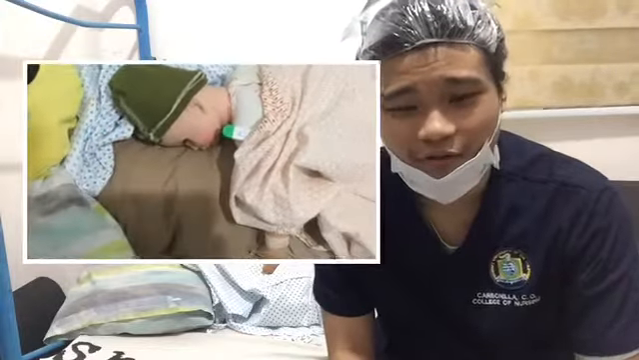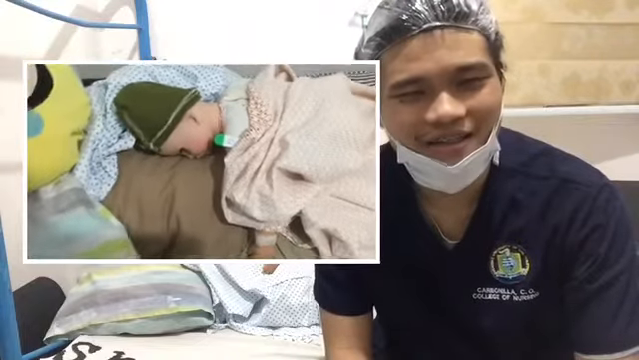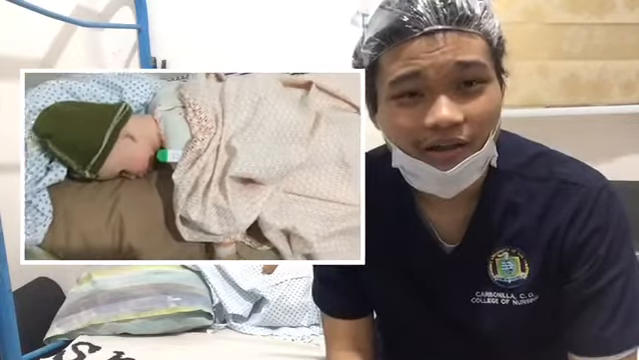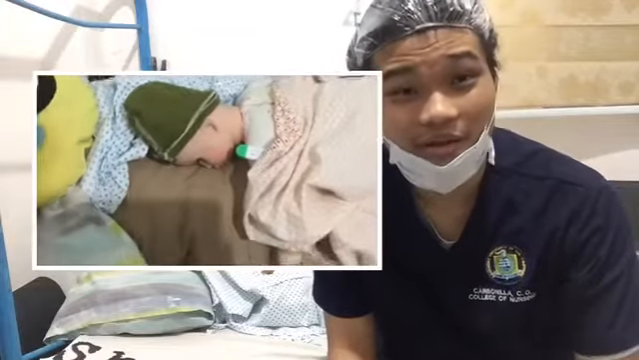At the same time, this is technically like their first immunity medication, let's say vaccine or immunization for them. At the same time, breast milk can also help eliminate pathogens, or can also make the baby strong.